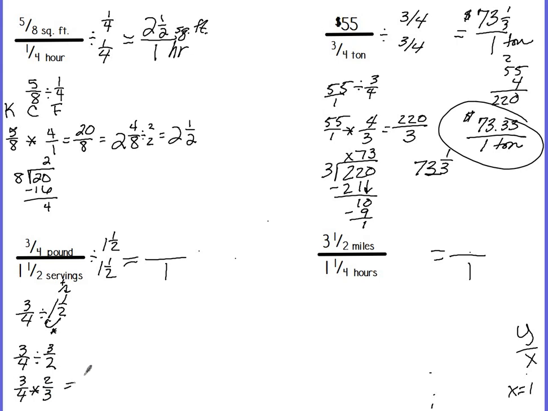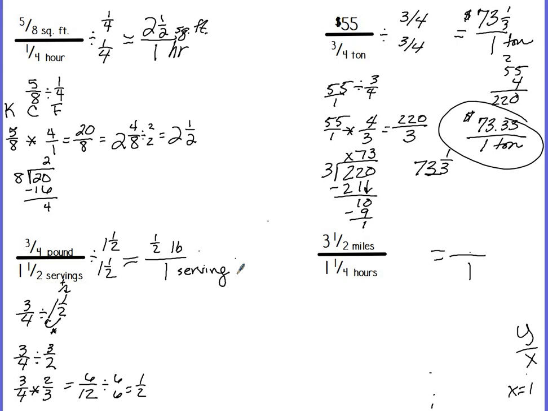I can do my multiplication and I get 6/12. I know I can divide both of these by 6 and I get 1/2. So every half of a pound equals 1 serving. Or it's half of a pound per serving.